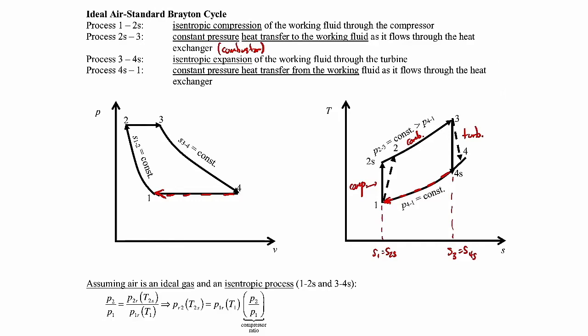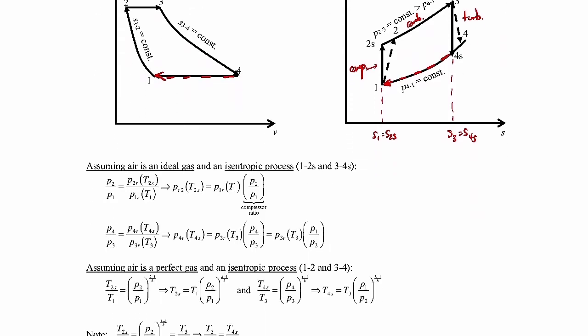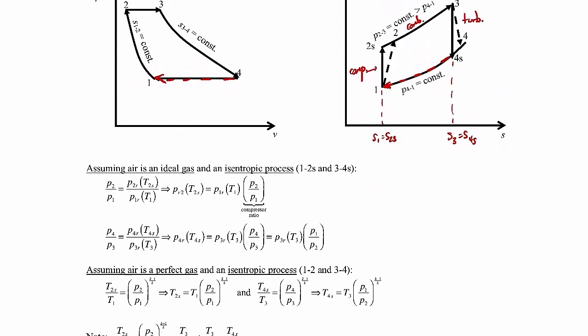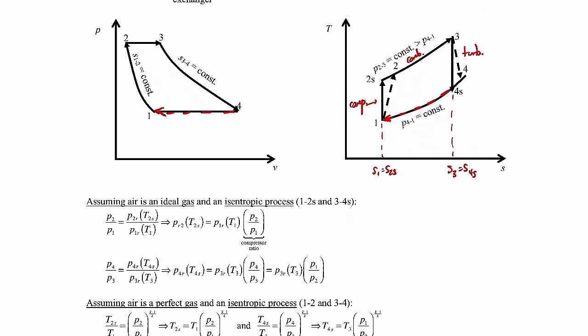All right, that's what it looks like on a TS and PV diagram for the Brayton cycle. As far as the actual analysis, if we do the air standard analysis, we're assuming the air is an ideal gas. And from process 1 to 2, that's a constant entropy process. You can see that that's vertical. Same with 3 to 4, constant entropy.